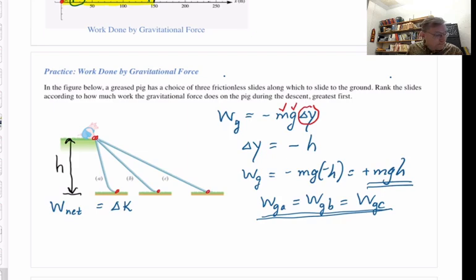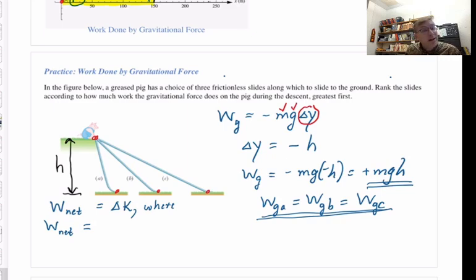All right. Now, let's write down what we can about W net. You've got to start from that, and that means the net work done on the pig by all forces acting on the pig.